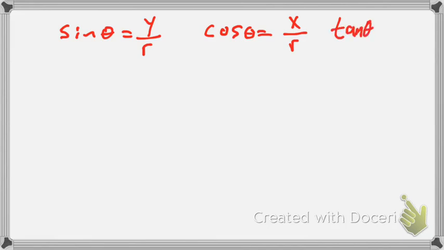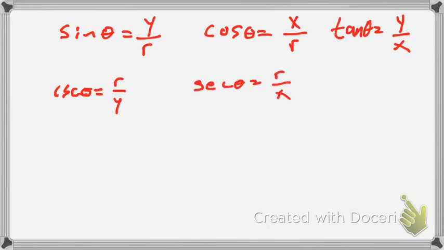Now tangent of theta is equal to y over x. It doesn't matter what the radius is for this, it's always just going to be y over x. Again, if we want to find the other trig functions, like cosecant or secant or cotangent, just flip them. So cosecant of theta is equal to r over y. Secant of theta is equal to r over x, and cotangent of theta is equal to x over y.